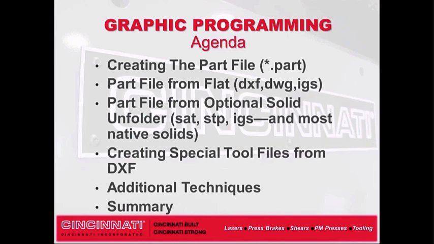Next, after doing that, we're going to talk about something else. We're going to talk about creating special tool files from a DXF. You may be working with a press brake tool manufacturer that's making a special tool for you, and with that, they can give you a DXF file of the cross-section. We'll talk about making that conversion and adding that to your tool file. Lastly, we're going to talk about some additional techniques in the tool file, possibly dealing with sectionalized tooling and how to add those sections. And then we'll have a little wrap-up at the end.